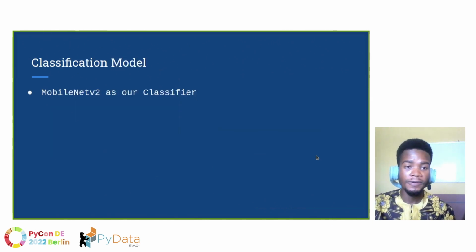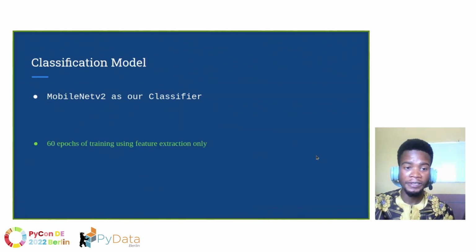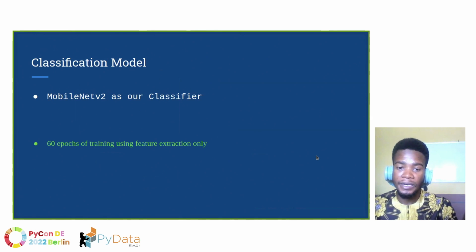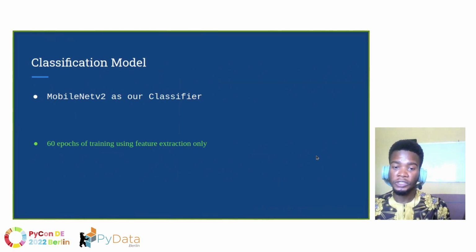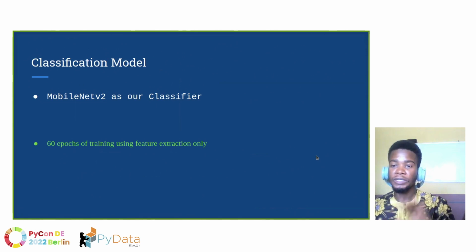Finally, for the classification model, I made use of MobileNetV3 as a classifier. In the first trial, I only made use of 60 epochs of training using feature extraction. Feature extraction simply means that I'm using the MobileNet as my feature extractor, so I'm only putting a single dense layer on it.